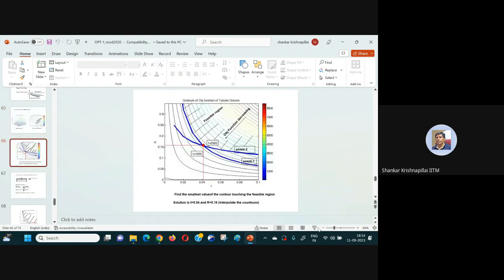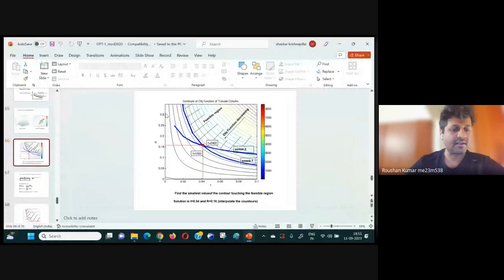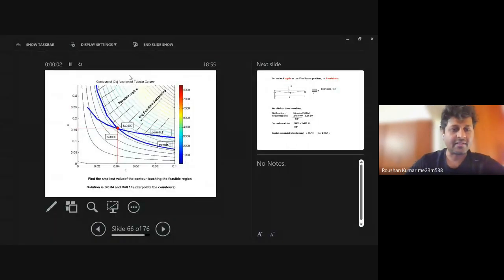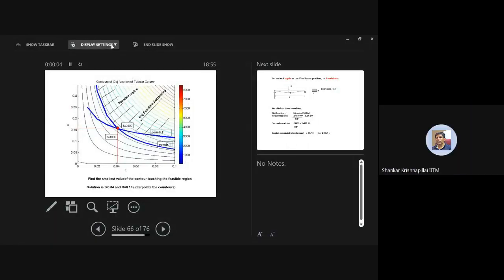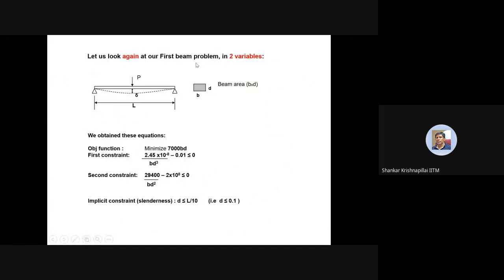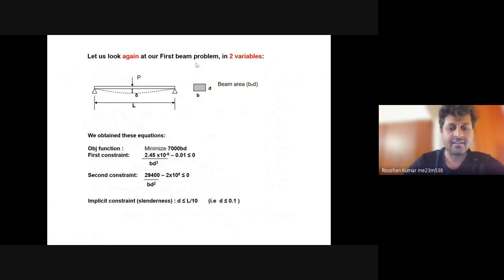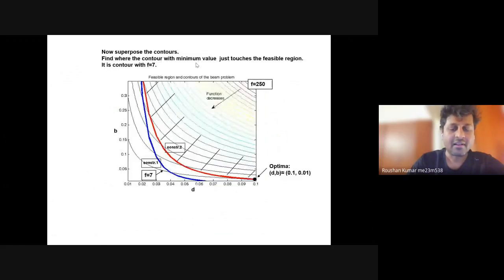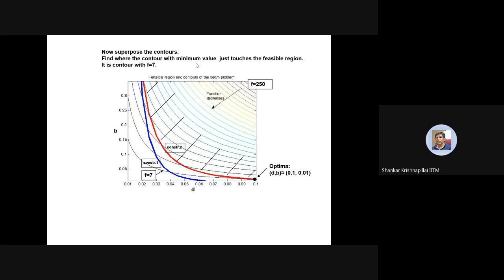Okay. If we go to the next slide, sir, I will tell you. Yes, right. So here the D and B values were to be optimized for the minimum weight of the function. And that came to be around 0.1 and 0.01. Yeah, okay, D and B respectively.